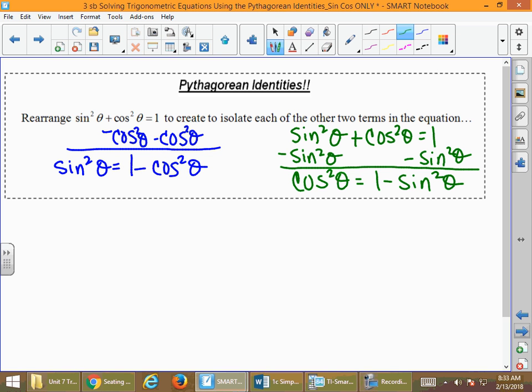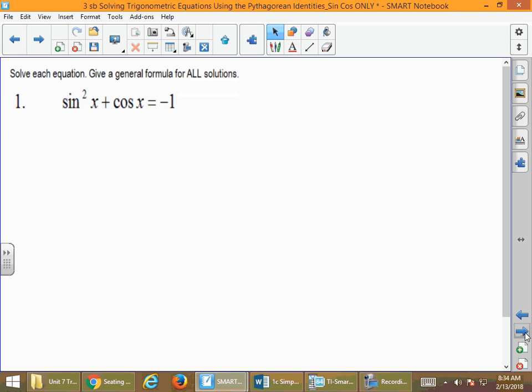In general, the one to remember is the sine squared theta plus cosine squared theta equals 1. And then all that you have to do for your second one is solve for sine squared. And your third one, solve for cosine squared. But again, in terms of memorizing, it's memorizing the sine squared plus the cosine squared equals 1. So once we have that identity, we're going to use that identity somehow, in some format, to help us solve our equations. And notice that the directions say, give a formula for all solutions.